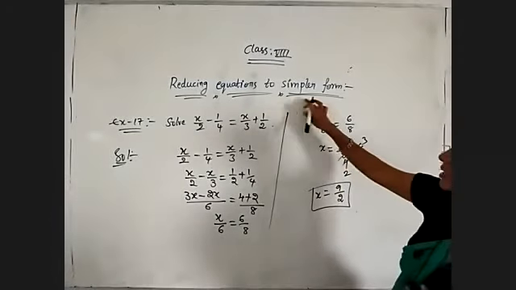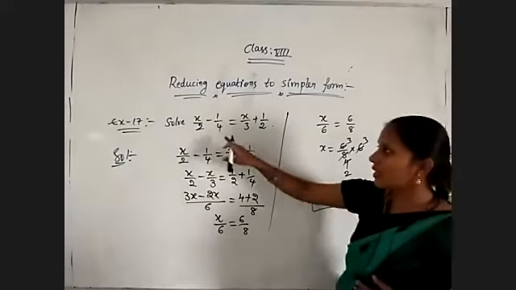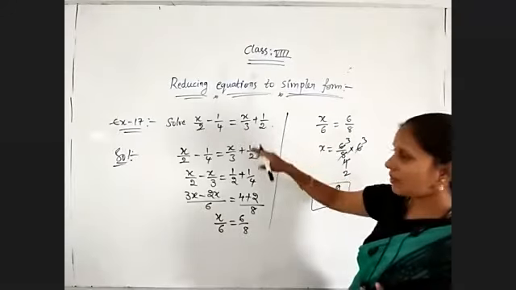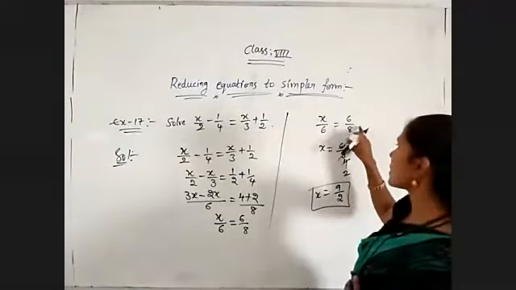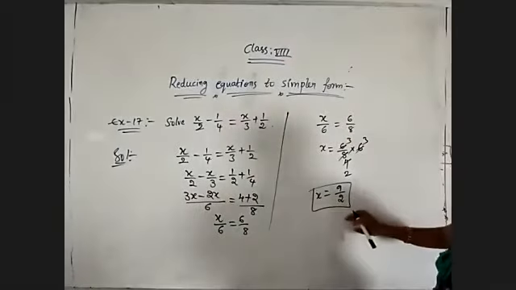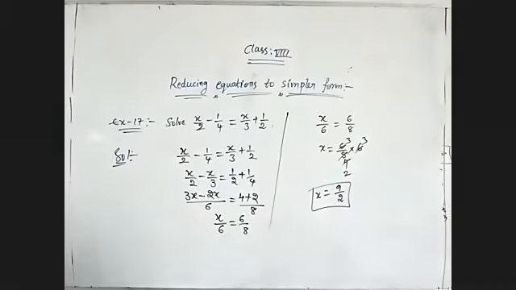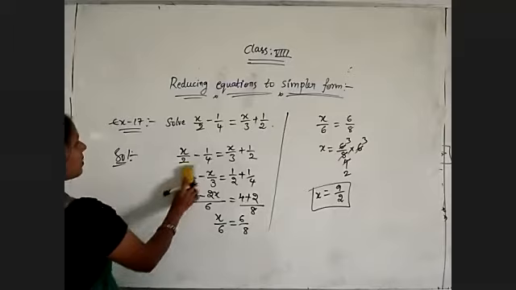So, reducing the equation to simpler form, then simplifying, we have found the value of x. We have reduced the given equation. This was not in the simple form. We translated it to simple form as x by 6 is equal to 6 by 8. After that, we simplified and got the answer 9 by 2. Okay. Now coming to the next question. Example 18.